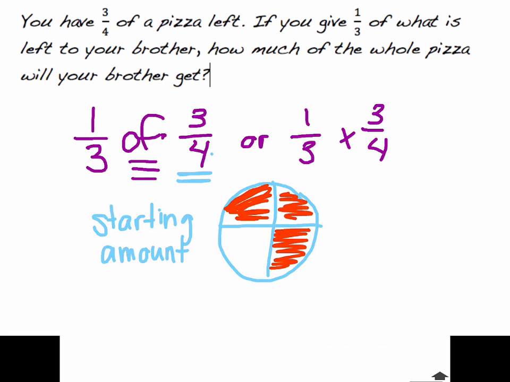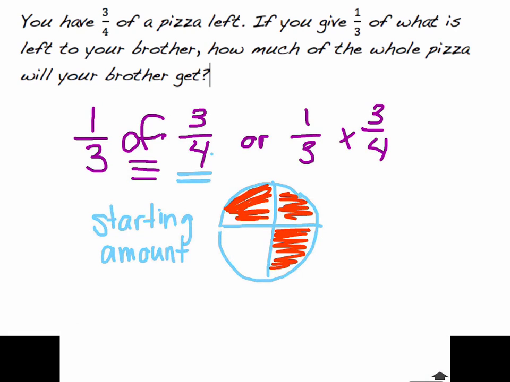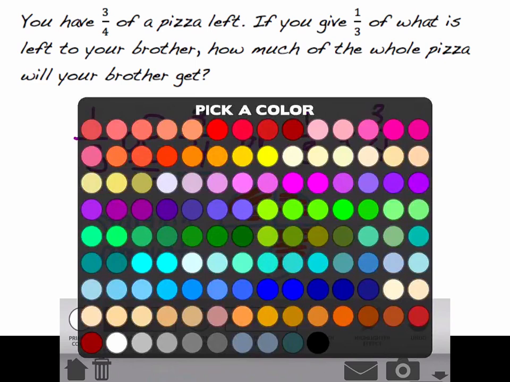This orange area that we just colored in, our 3/4, is what we are trying to take 1/3 of. That 1/3 of this 3/4 is what we're giving to our brother. So for right now, we're going to pretend that this part here never existed. I'm going to kind of erase it out. Okay, and so we are only looking at the 3/4. Well, we're only looking at the 3 pieces. So what is 1/3 of these 3 pieces?